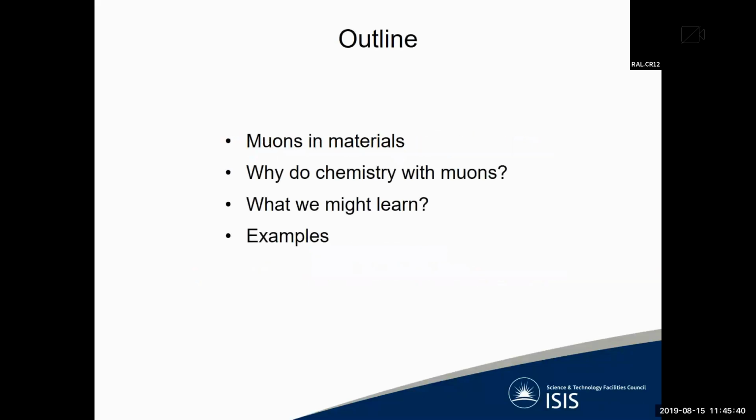As a sort of outline of this short talk, I'll talk a little bit about muons and materials. I think that's very much going to be a recap of what you've heard earlier, and something about why we might want to do chemistry with muons, and very much what we might learn to make it worthwhile. And then I'll finish off with a few examples, which, as I said, Ian will develop, I'm sure, in much greater depth.